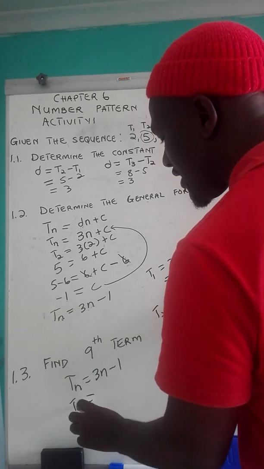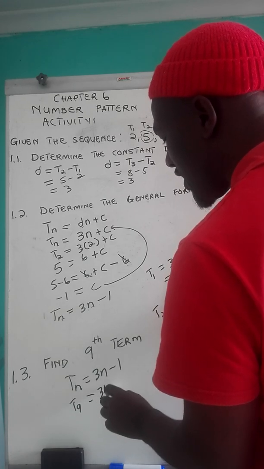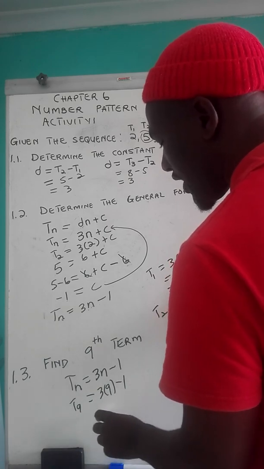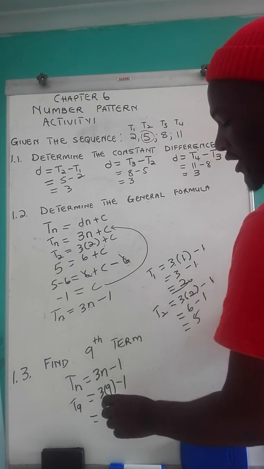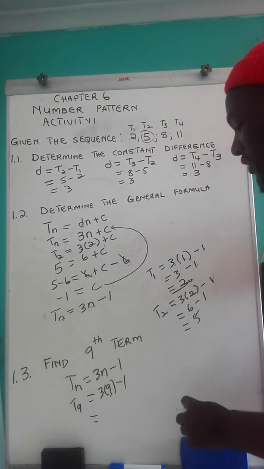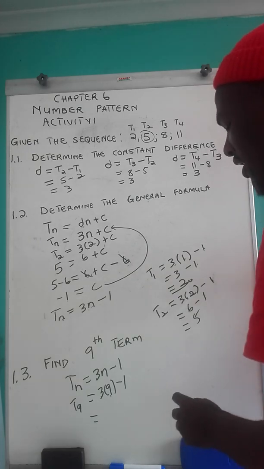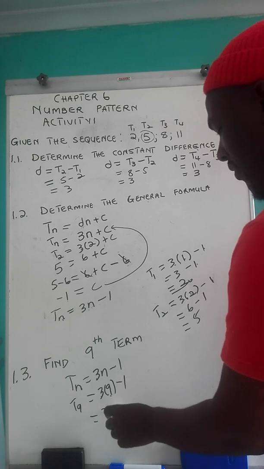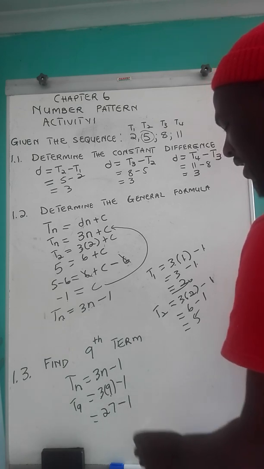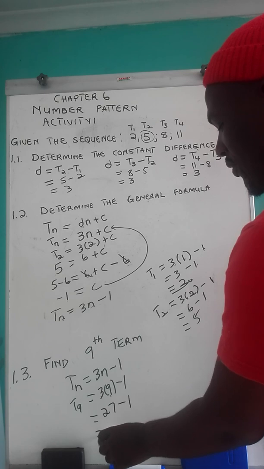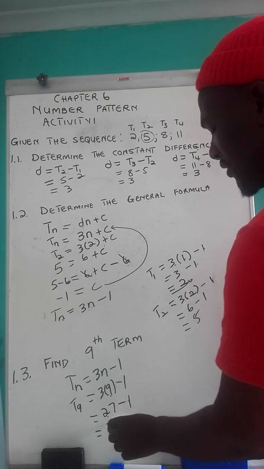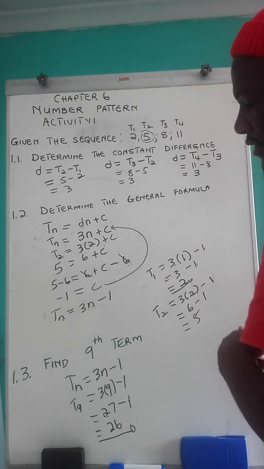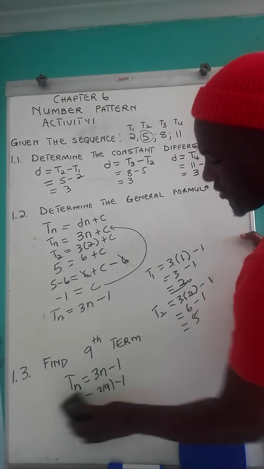So if you want T9, this is going to be 3 times 9 minus 1. You know what is 3 times 9? 3 times 9 is 27, minus 1. 27 minus 1, it's 26. So T9 is 26. 1.4.